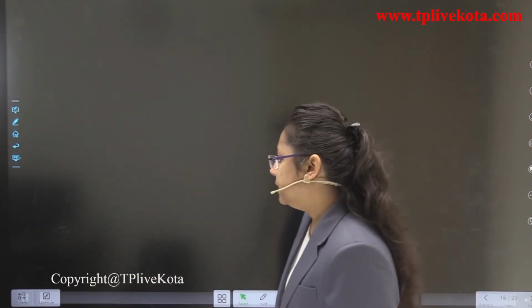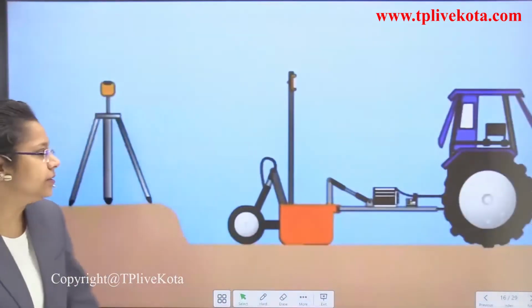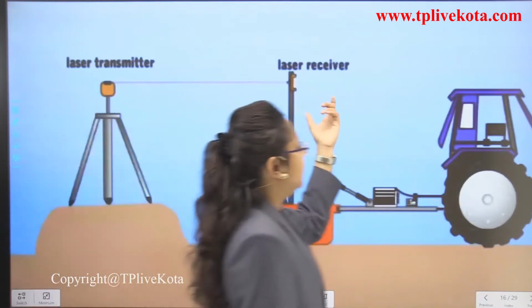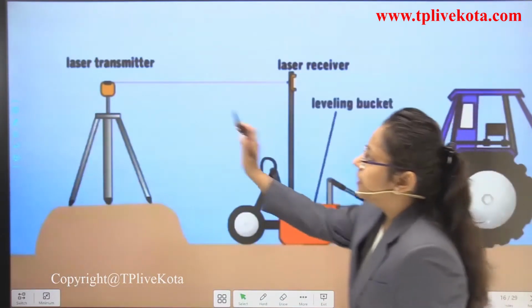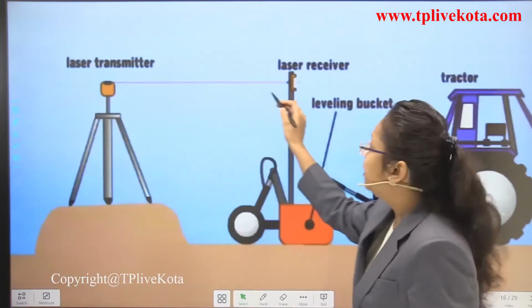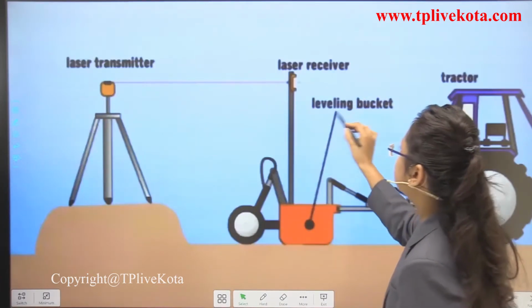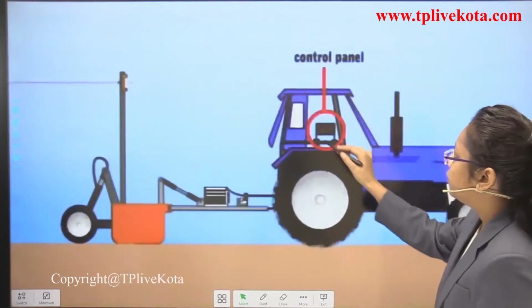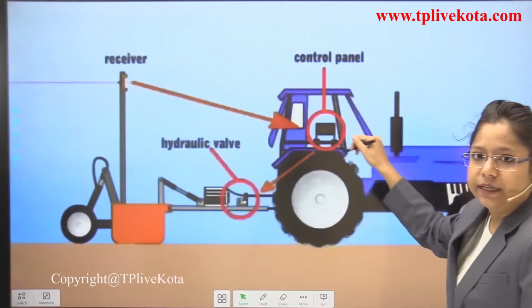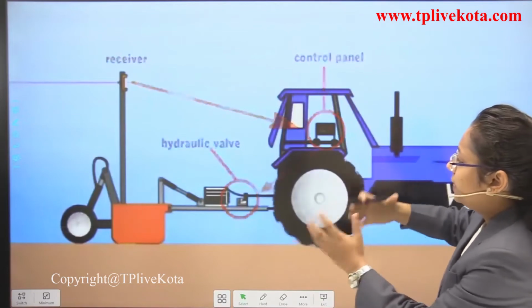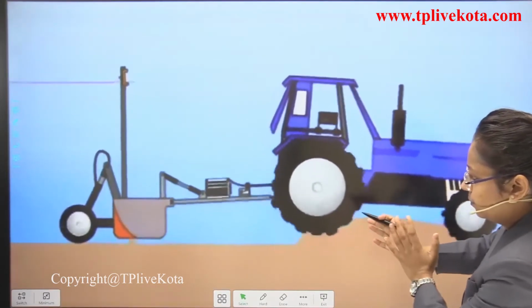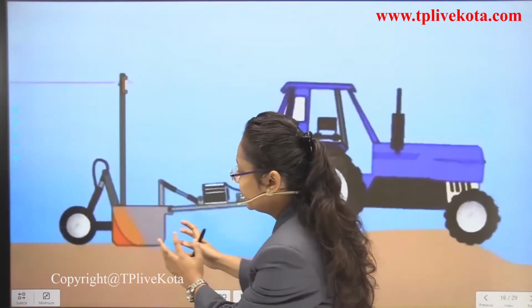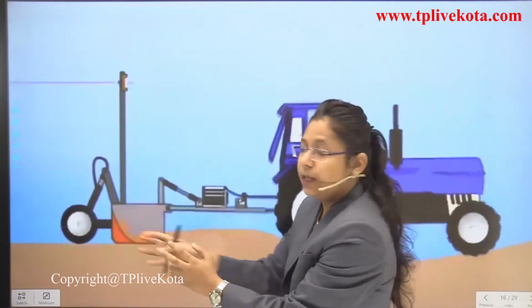So in this video you can see here, students, there is a laser transmitter and there is a laser receiver. The laser transmitter passes the rays to the laser receiver, and this is a leveling bucket over here. Now what will happen? This control panel will receive all the rays over here. When the tractor moves over the crumbs, this extra material is going to be collected inside the bucket itself.